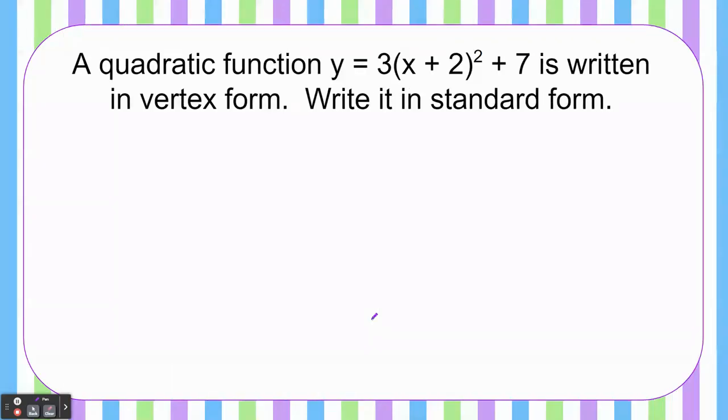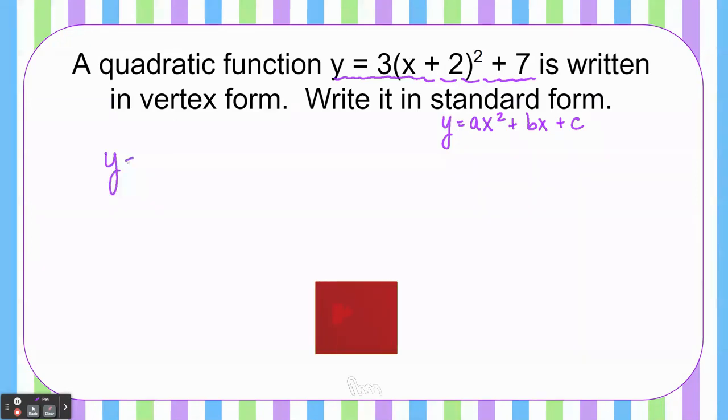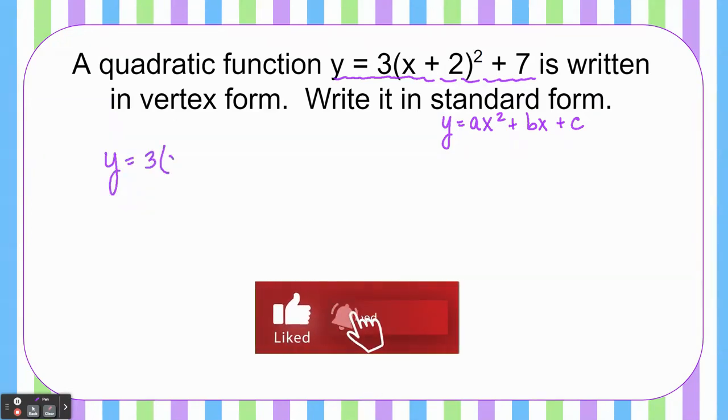Hi there, Dr. May here, and we're going to be looking at a quadratic function that is written in vertex form, and we want to write it in standard form. Now, you may have seen standard form before, but it is ax to the second plus bx plus c. You'll notice that the parenthesis is gone from the vertex form. So we're going to take our vertex form and get rid of that parentheses.